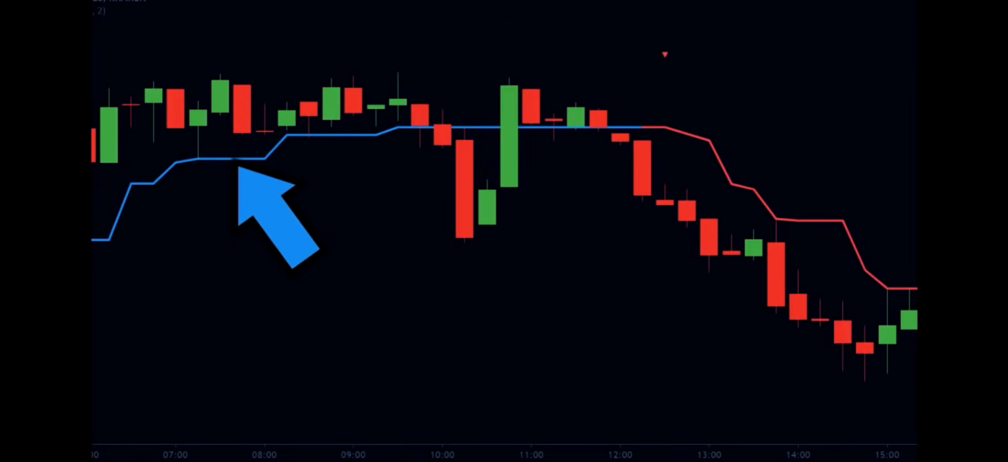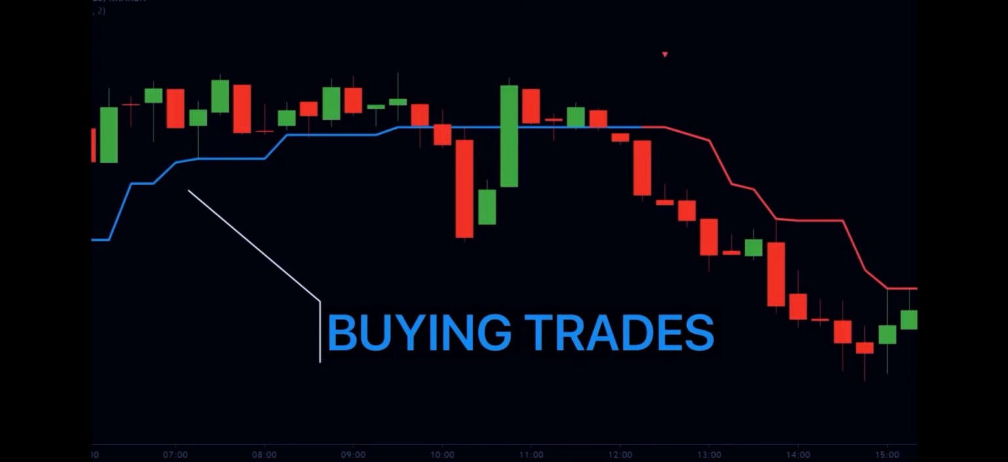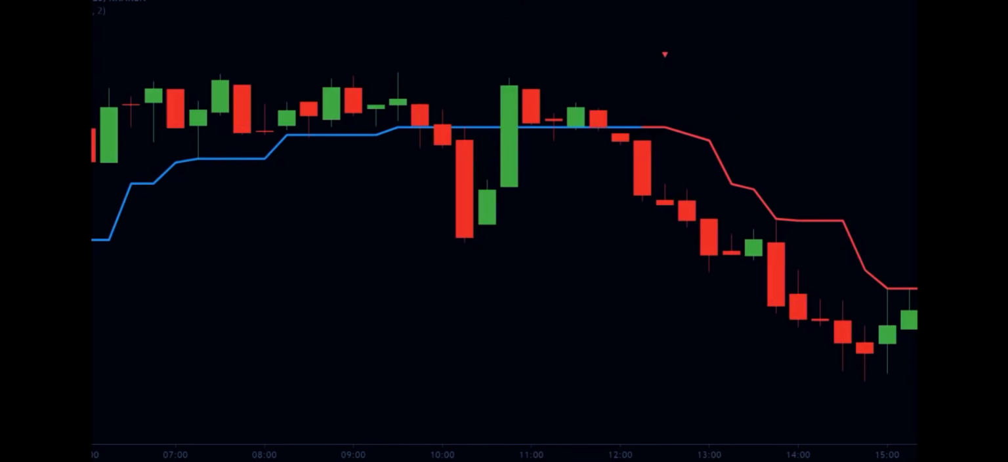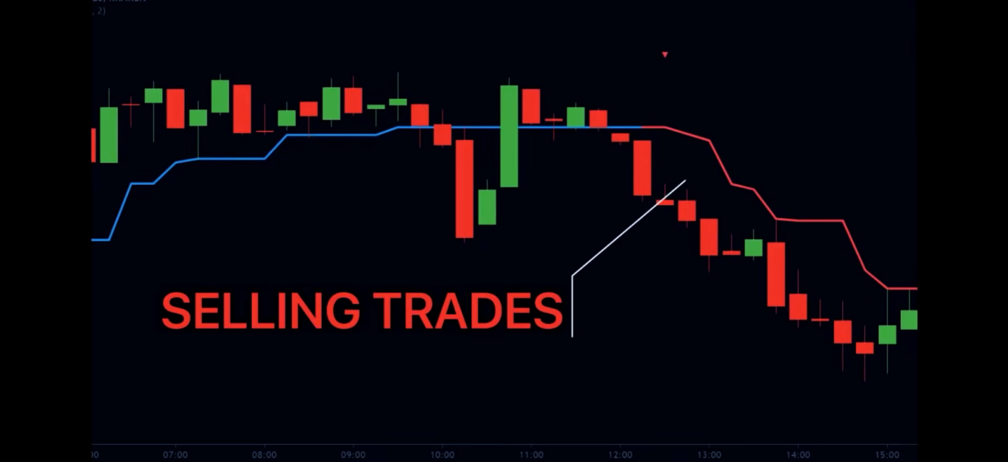So, when the HalfTrend is blue, we will only look for buying opportunities. On the other hand, when the HalfTrend is red, we will only look for selling opportunities.